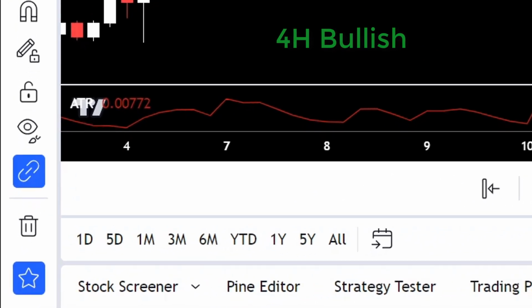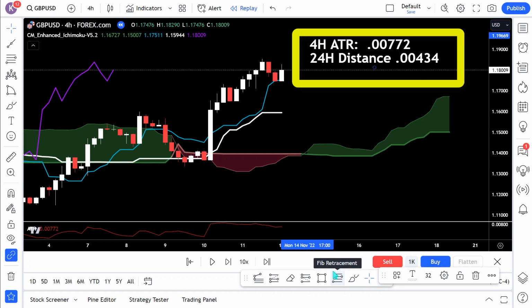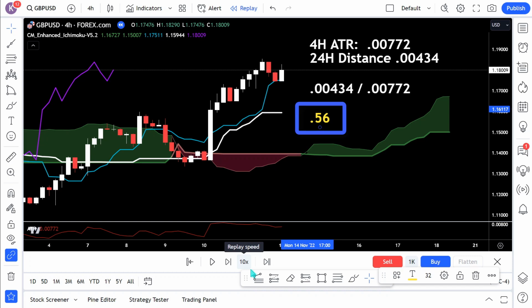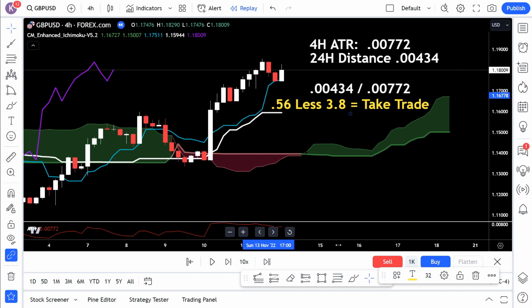Going back to the 4-hour, we have an ATR of 0.00772. So here are the two numbers. Give me a ratio and let me know if you would take the trade. The daily distance is divided by the 4-hour ATR. We get a ratio of 0.56. So what does that mean? 0.56 is less than 3.8, so we would take this trade even though it was an opposite signal.